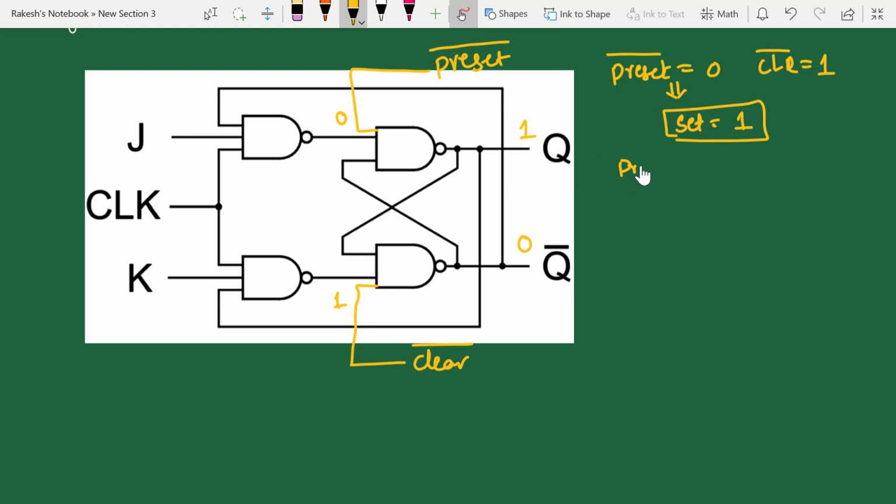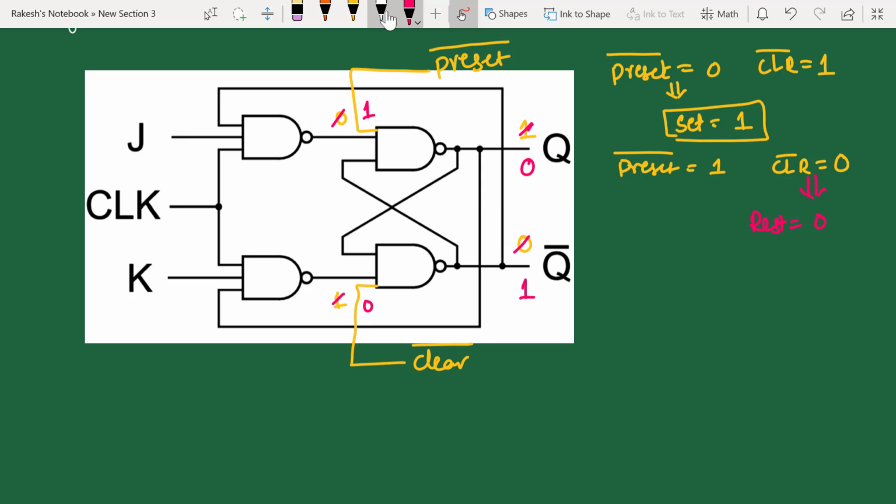Now if you take preset bar to 1 and clear bar to 0, let's cross these things. Now I am applying, this is 1 and this is 0. In this case, this NAND gate will produce 1 here and you are going to produce 0 here. That means whenever you apply clear bar as 0, it is going to reset my output to 0 state.